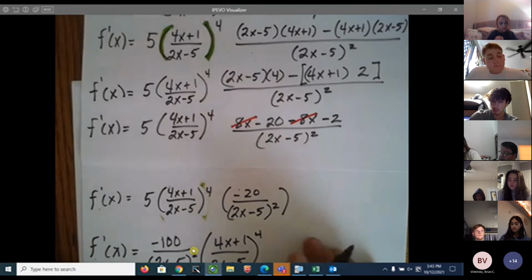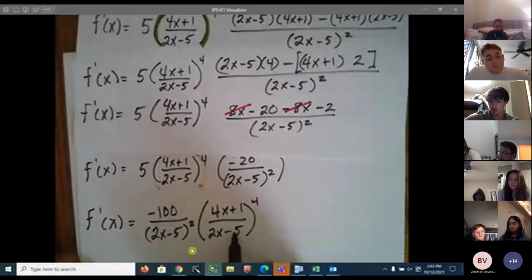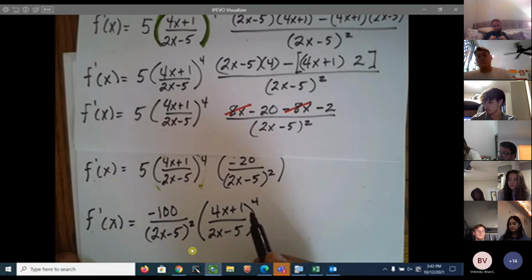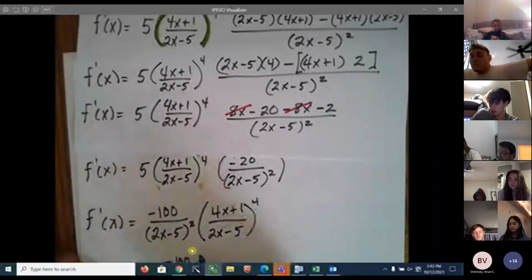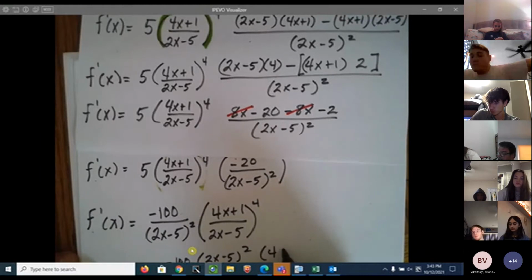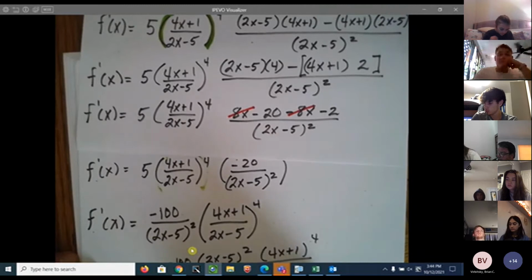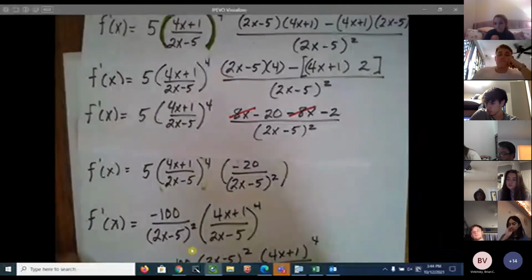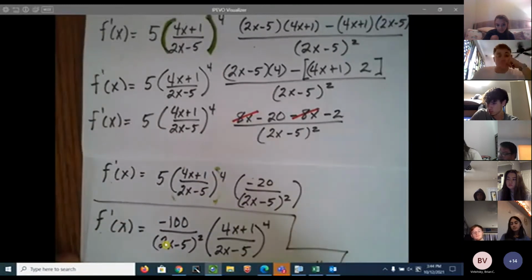There's one thing you could do. You could make this to the fourth power and make this to the fourth power. Get a common denominator of 2x minus 5 squared. Negative 100 times 2x minus 5 quantity squared times 4x plus 1 to the fourth power over 2x minus 5 to the fourth. That could be an answer. Either one of these could be an answer.